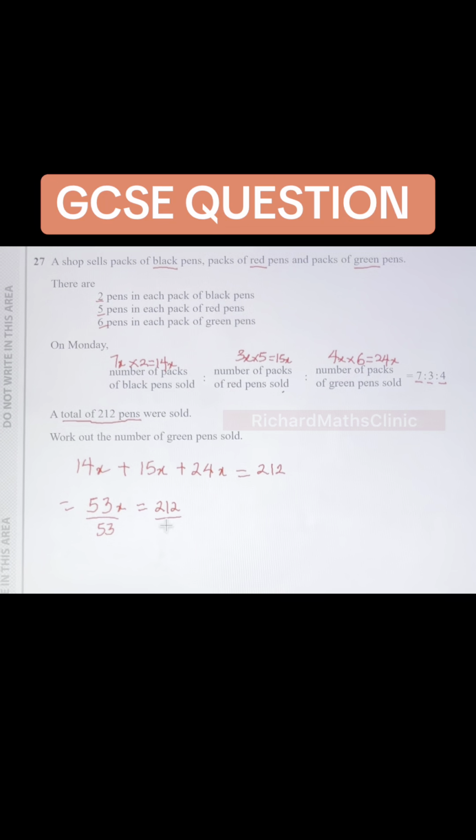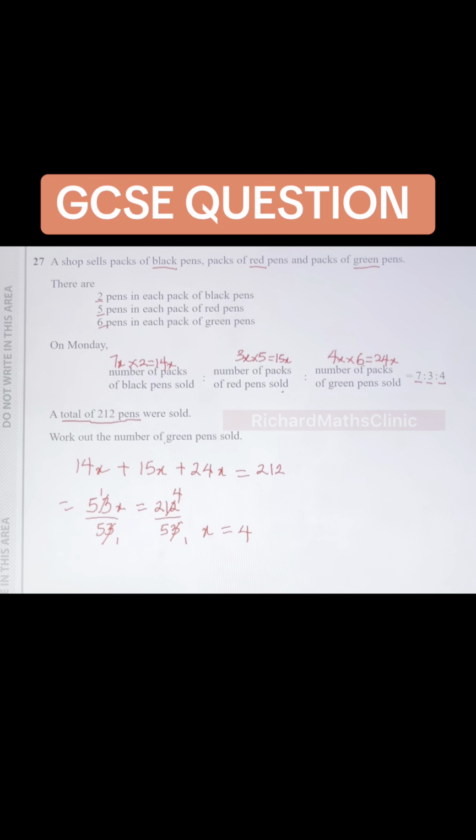So the first one here is 53 divided by 53, which is 1. And how many times can 53 go into 212? That is obviously 4. So I've gotten the value of my x. But we have not solved our final question. And the main question here is to calculate the number of green pens sold.